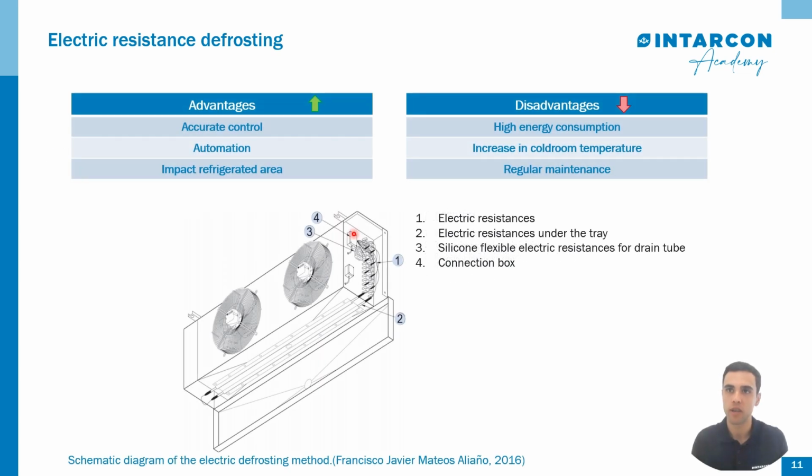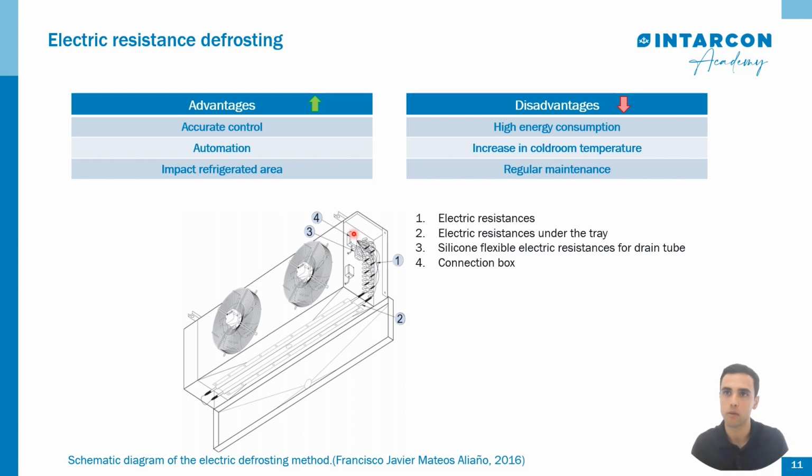The advantages of electrical resistor defrosting: precise control. This method allows precise control of the defrosting process, ensuring that the right amount of ice is melted. Automation: the activation of the electrical resistor can be programmed to perform automatic defrosting at a specific time, facilitating system operation. Minimal impact on the refrigerated area: although heat is generated, the temperature rise in the refrigerated area is controlled and does not significantly affect the stored products.